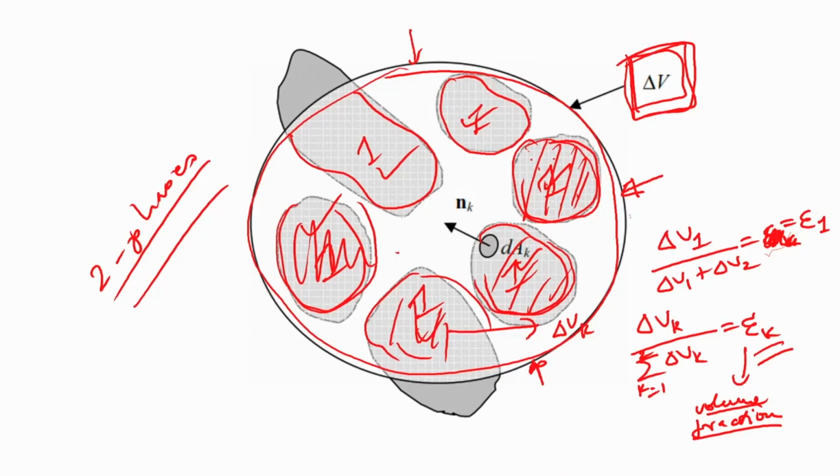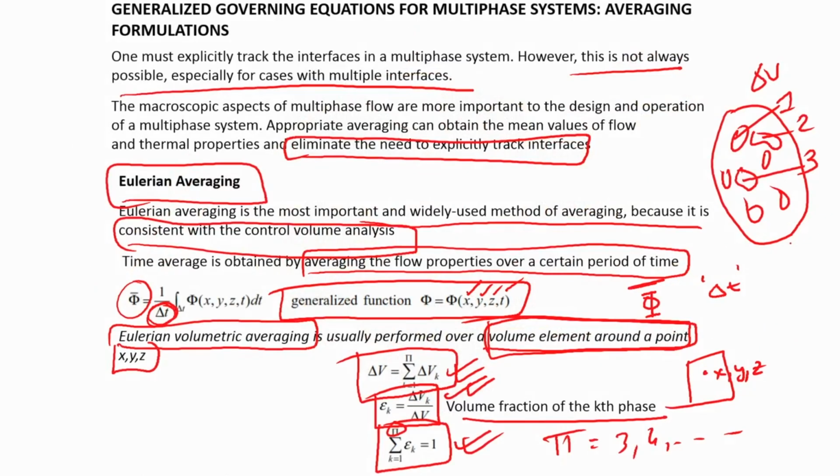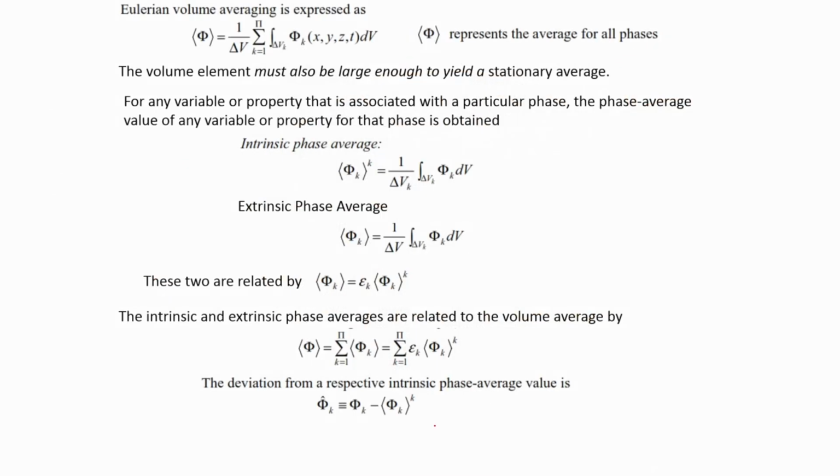So, we introduced the Eulerian volume averaging technique, which, if you recall, was something like this, where there is a volume element, and within that volume element there are sub-volume elements of each phase. We also defined a few rules. The net volume is the sum total of the individual volumes. We defined something called a volume fraction, and the summation of the volume fractions has to be equal to 1, which is logical. So, the Eulerian volume averaging is expressed as this, where this is basically an averaging notation.